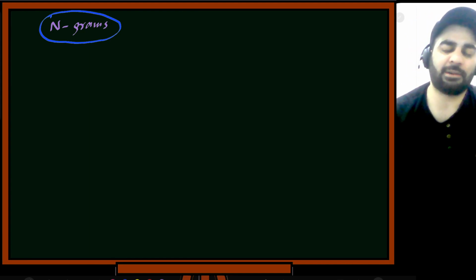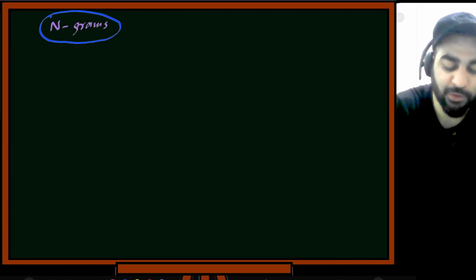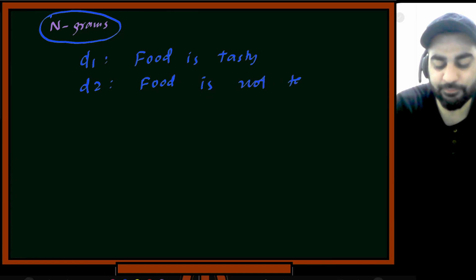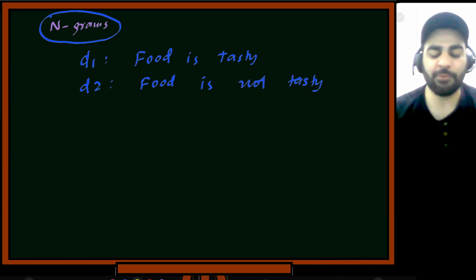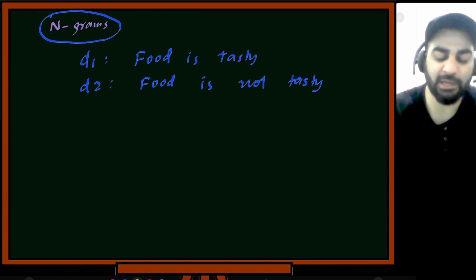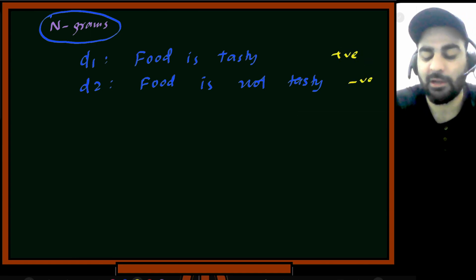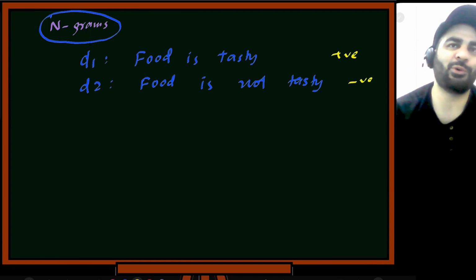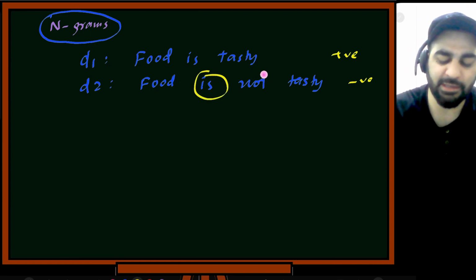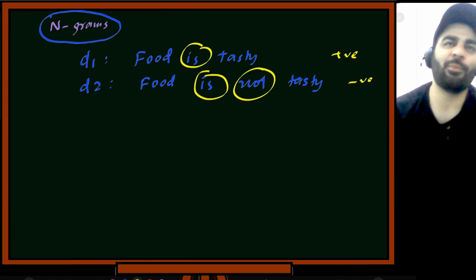Now we'll see what n-grams are. So if we have not as a stop word, let me write a sentence. Let's say document 1 contains: food is tasty. And document 2 contains: food is not tasty. If I had to give these reviews a sentiment, this can be treated as a positive review, and this as a negative review. But I said there is a technique called stop word removal. If you just use stop word removal, it'll remove maybe is, and it'll also remove this not. So food tasty, both the reviews became the same.